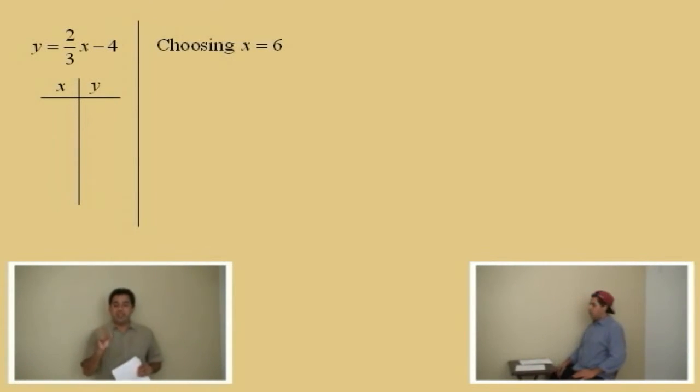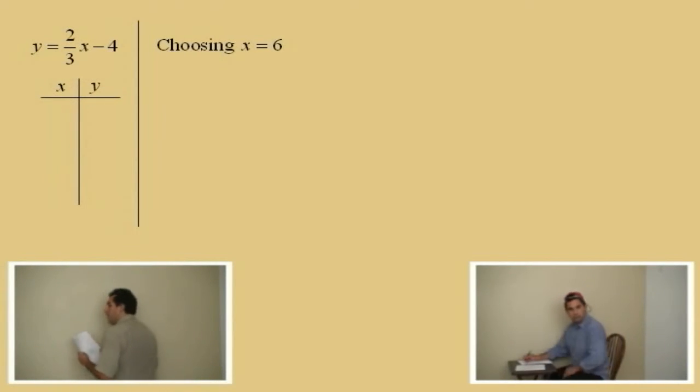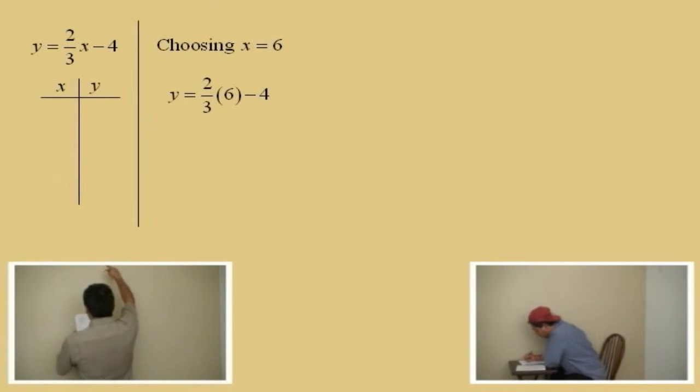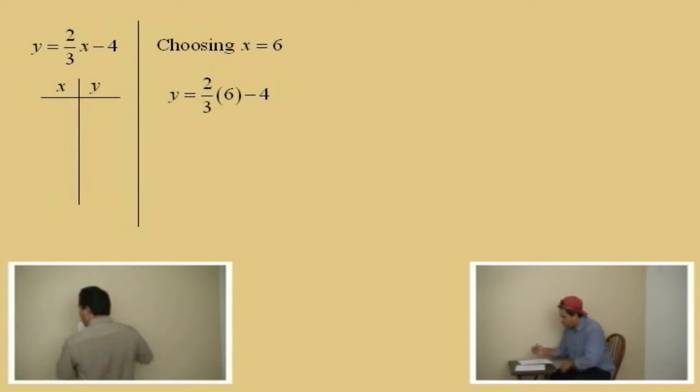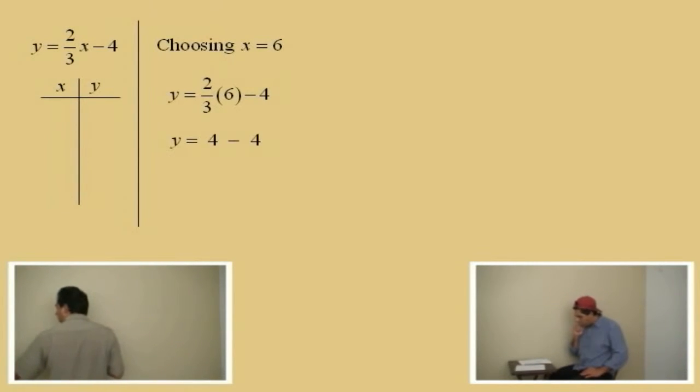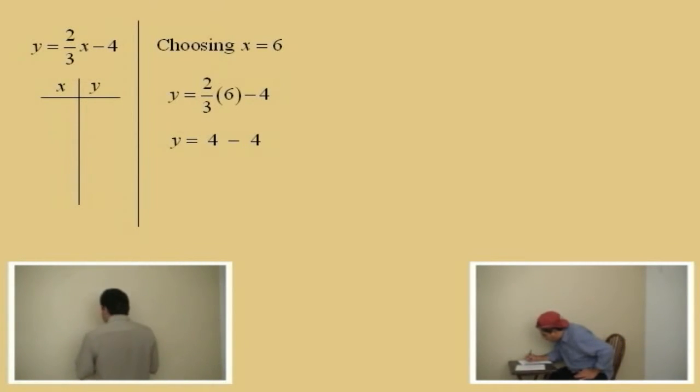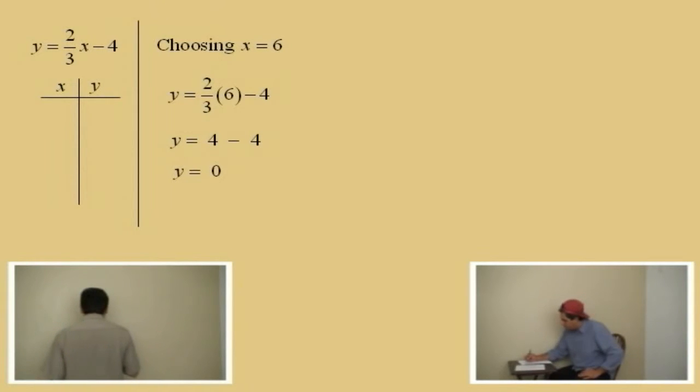I'm sorry, 6 was a good choice for x because we're back to our kung fu-ing the fractions, right? Notice here, 3 goes into 6 2 times, and 2 times 2 is 4. So in our next step there, that will give us y equals 4, subtract 4, which gives us what, Charlie? 0. Y equals 0. Very good.